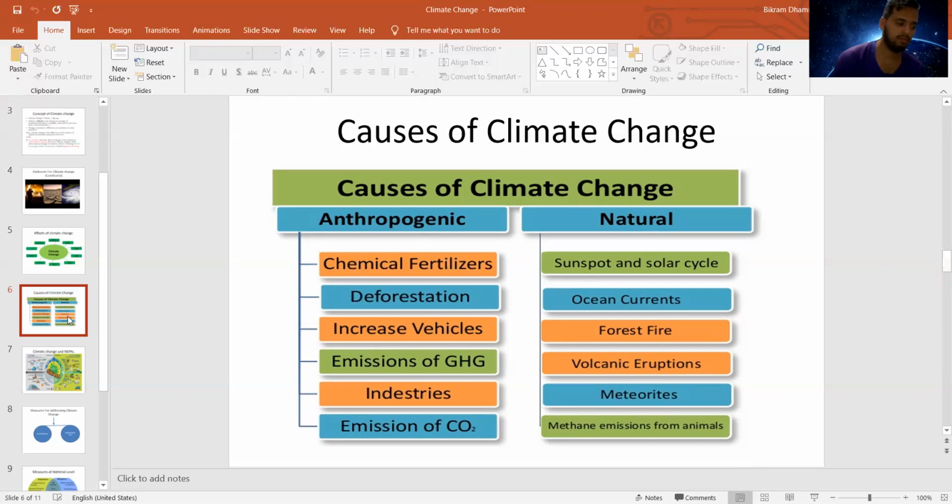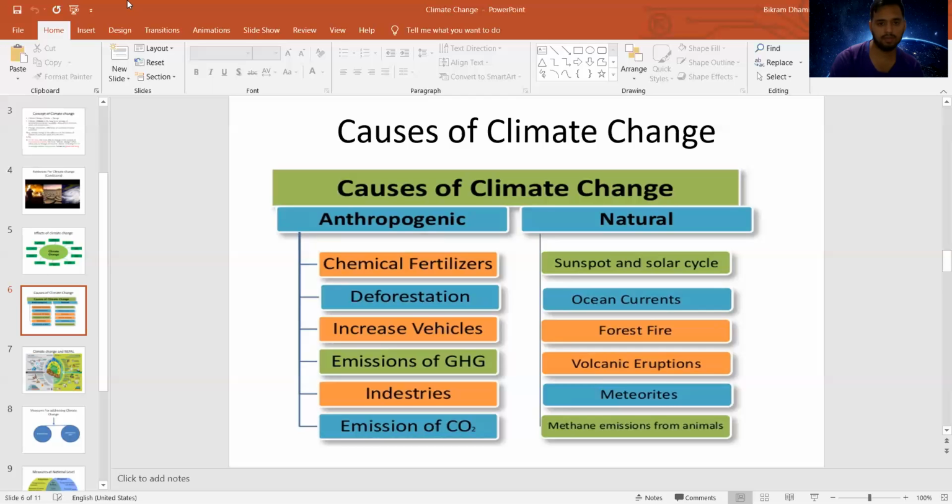You may have read in class 8, 9 in the science book that ocean currents are responsible for bringing rainfall to a particular place. In Nepal, we have monsoon because of Indian Ocean currents. But if there are fluctuations in ocean currents, there could be climate change also. The amount of rainfall could vary, the directions of the rainfall could vary. And next one is forest fire. If there are forest fires, obviously there will be production of carbon dioxide, and that causes climate change.